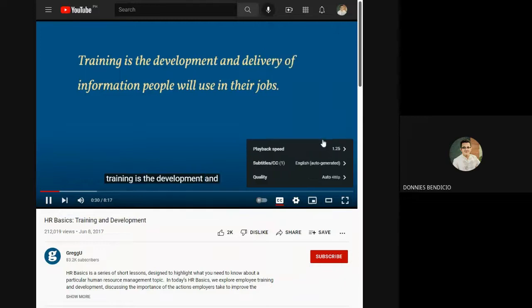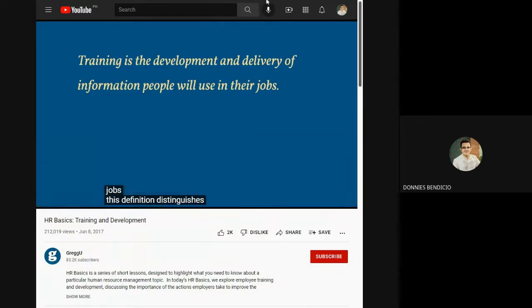Training is the development and delivery of information people will use in their jobs. This definition distinguishes training from other situations where people are provided information, but they're not necessarily expected to use it. The distinction between training and non-training activities is an important one. Mainly, the process for developing training is substantially different from that of non-training activities.